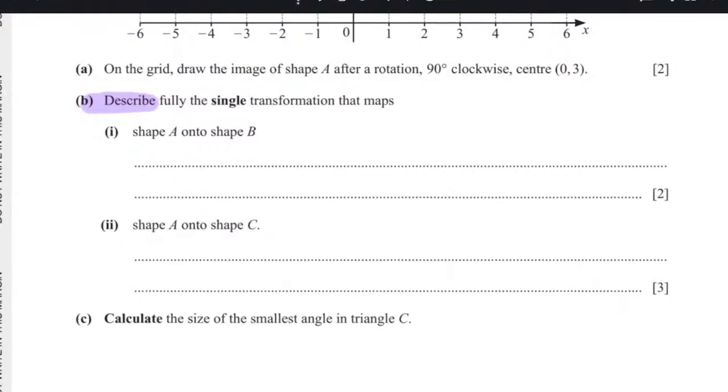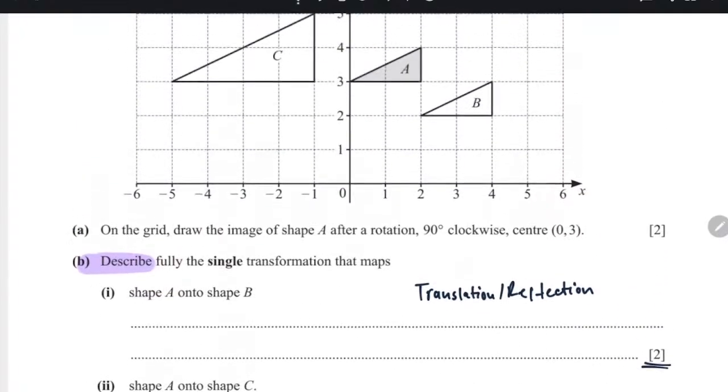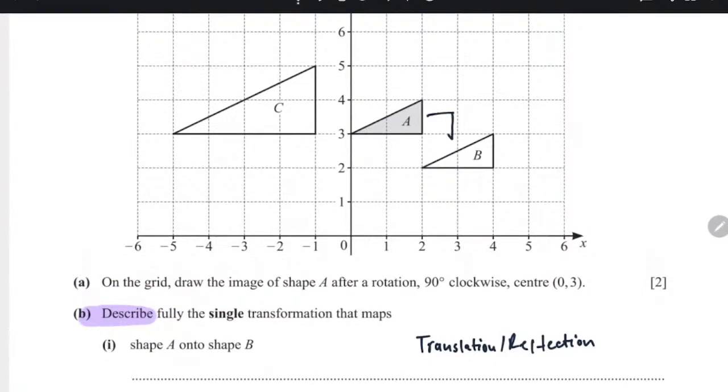So I come here, it says describe. I quickly look at the marks here. I see 2 marks. So I know this is going to be a translation or a reflection. These ones are the simple ones that are worth 2 marks. You should make sure you are writing with me. So now they said shape A onto shape B. So it's A onto B.